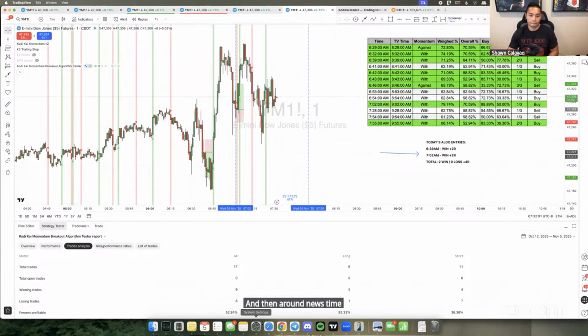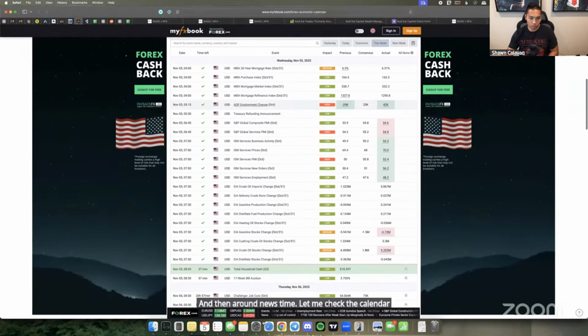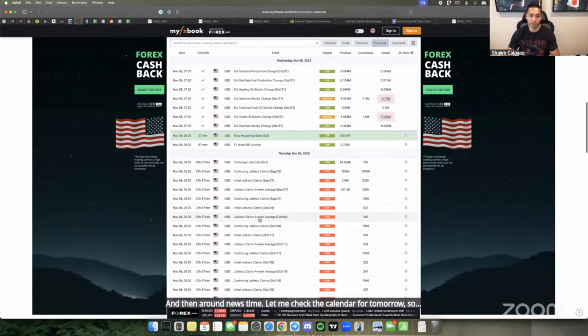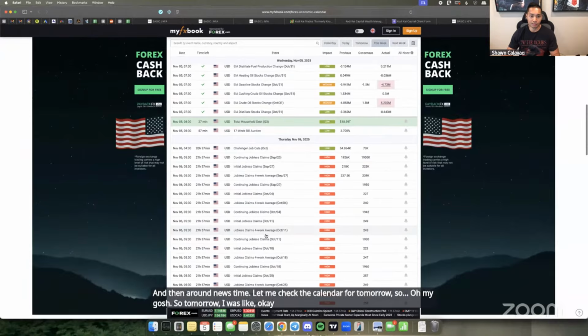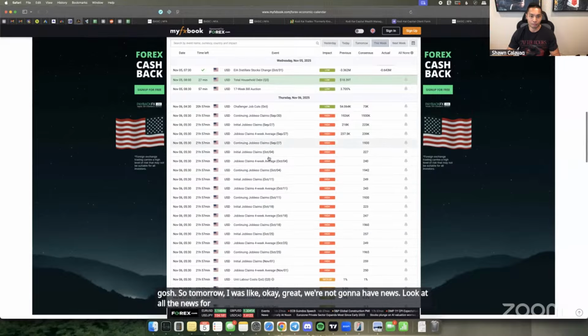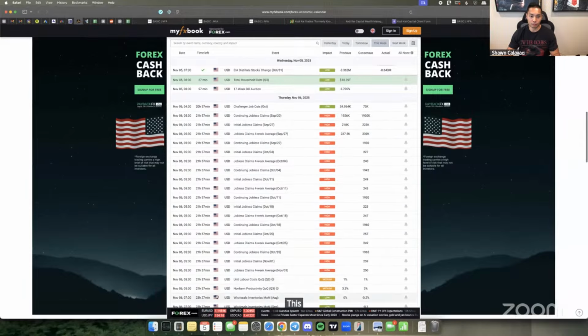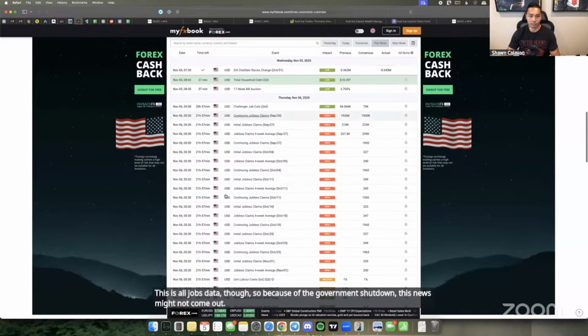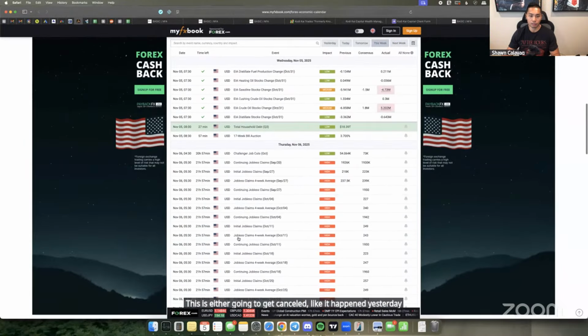time. Let me check the calendar for tomorrow. Oh my gosh. So tomorrow I was like, okay, great, we're not going to have news. Look at all the news for tomorrow. This is all jobs data though. Because of the government shutdown, this news might not come out. This is either going to get canceled like it happened yesterday, or it's going to get delayed.